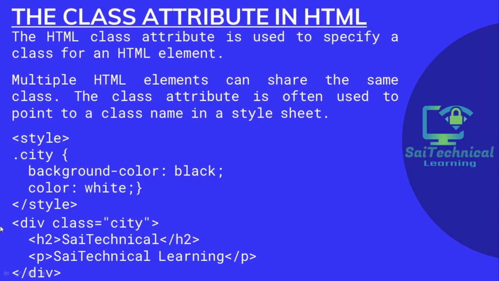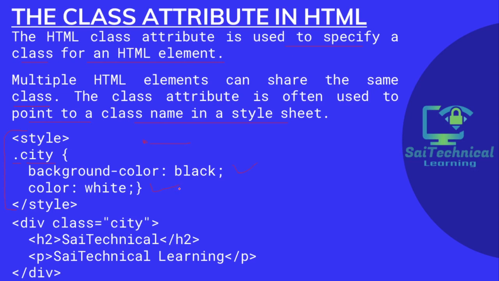Class attribute in HTML. The HTML class attribute is used to specify the class for an HTML element. Multiple HTML elements can share the same class, and the class attribute is often used to point to a class name in a style sheet. For example, if you have created a style in the head element, then how to create a class? For creating a class, we require a dot followed by the name of the class. So make sure that first we use a dot and then the name of the class. We are setting properties like background color and color.